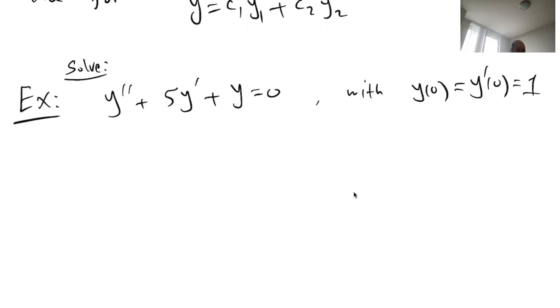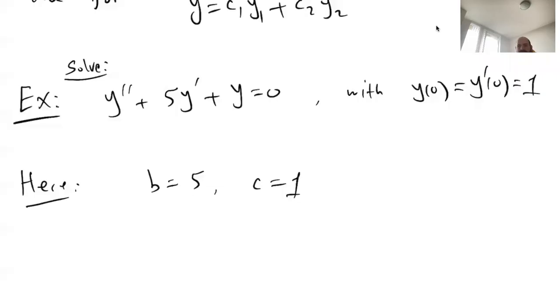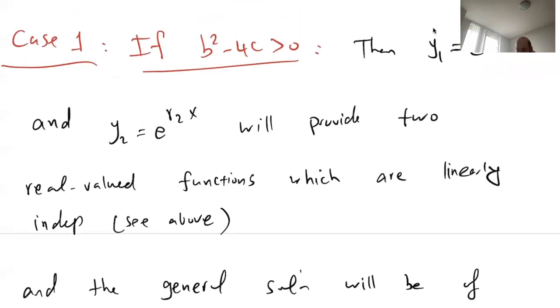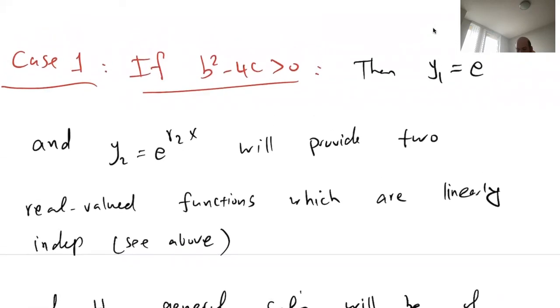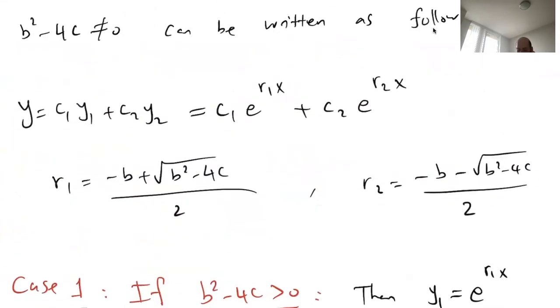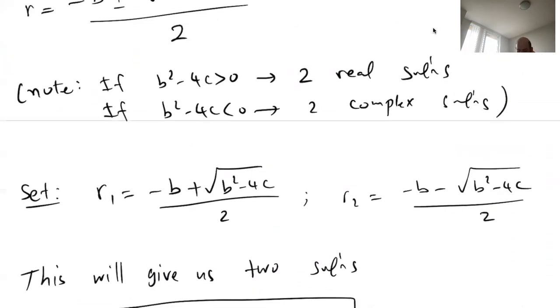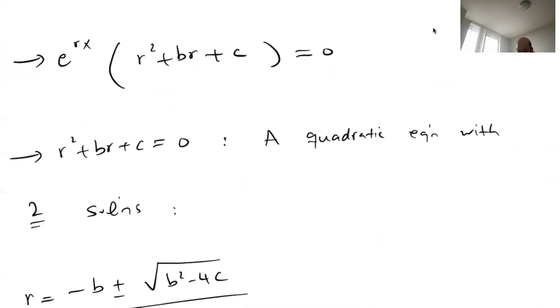So here, what are the values for b and c? So here we can say that b is 5 and c is 1. So these are the values for b and c. And now we need to find the R1 and R2. Remember the solutions that we had were e to power R1x and e to power R2x. And R1 and R2 were basically the solutions of this equation here. The solutions of this equation, r squared plus br plus c equals 0.